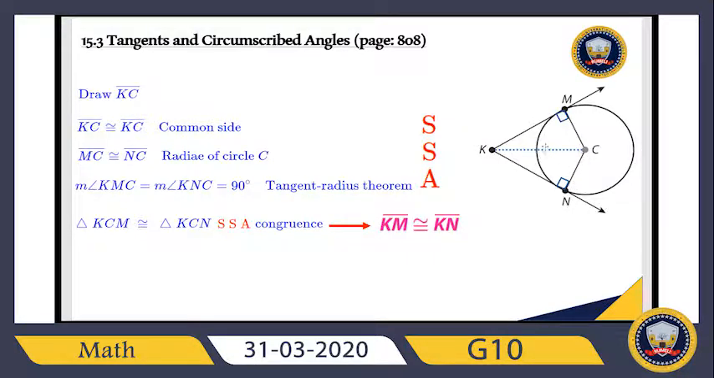So, I have one common side, two congruent angles, and two congruent sides. SSA, okay, from the SSA congruence, this triangle here is congruent with this triangle here. Very good. Now, if they are congruent, what does this mean? It means their corresponding parts are also congruent. So, KM is congruent with KN.